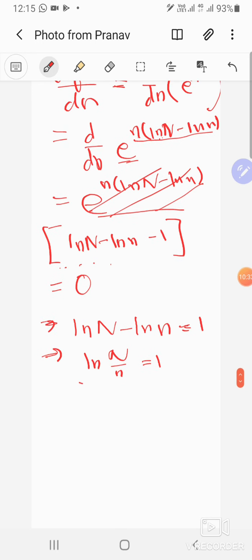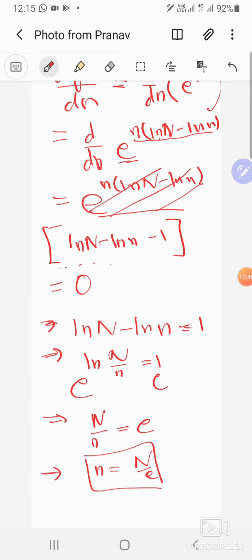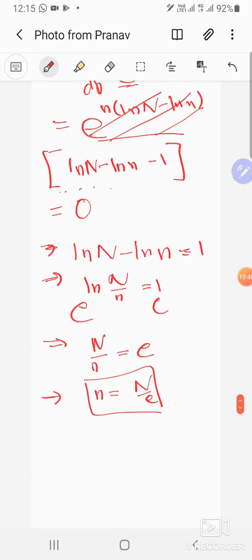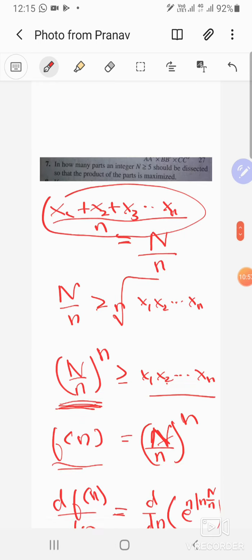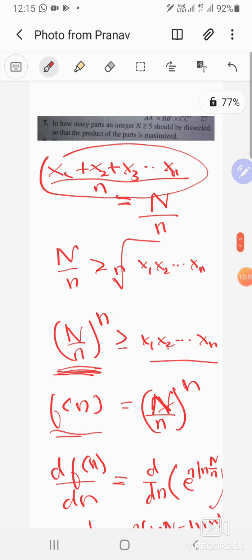Let's raise e to these powers, and it will still be an equality. That will give me capital N upon n is equal to e. That gives me small n equals capital N upon e. So whatever value of capital N we have, we find a value of small n which is very near to this number, capital N upon e. Okay, so that's how we find the maximum value of this thing.